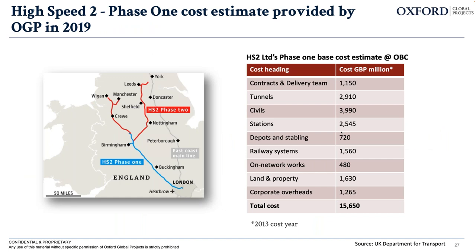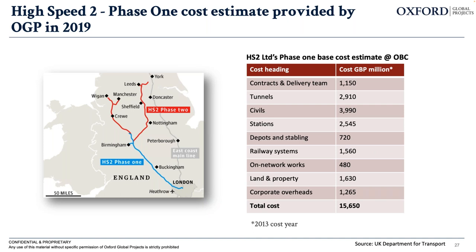So that was all a bit abstract, so I like to illustrate things with actual examples. Taking us back to High Speed Two, the phase one cost estimate, which OGP has been involved in since 2019. HS2 had an original estimate of 15.5 billion pounds. Cost year here is 2013. And that was in the outline business case that was accepted by DfT and Treasury.